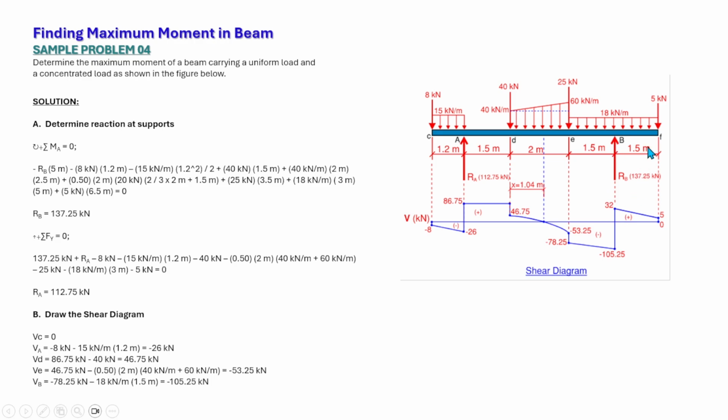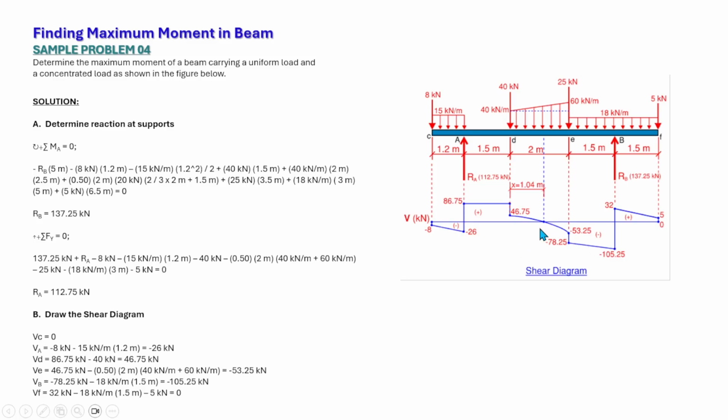So now the shear at point F, we don't have the shear at point F, but we have a concentrated load of 5 kilonewtons. If we evaluate the shear at point F, that is 32 kilonewtons, which is this one here, minus 18 kilonewtons per meter times 1.5, minus the load between B and F. So that is equal to 5. But we have a dropping load here of 5 kilonewtons, so this shear here is back to 0.